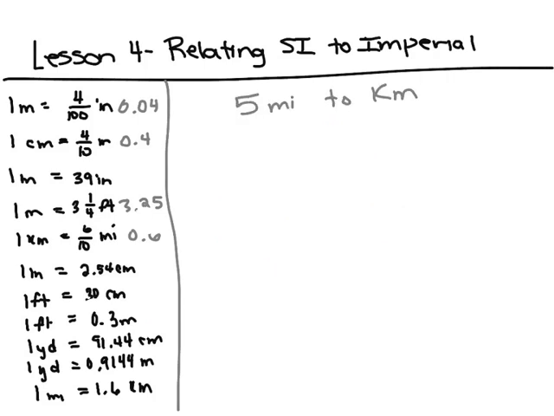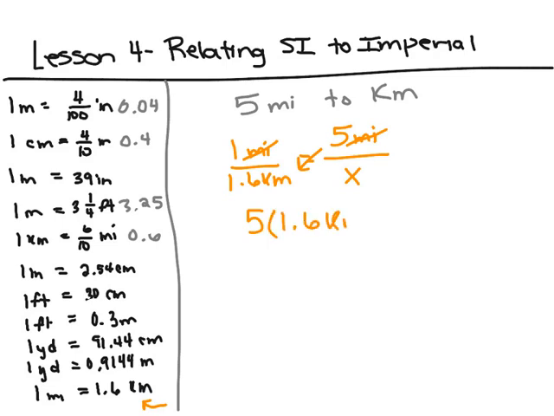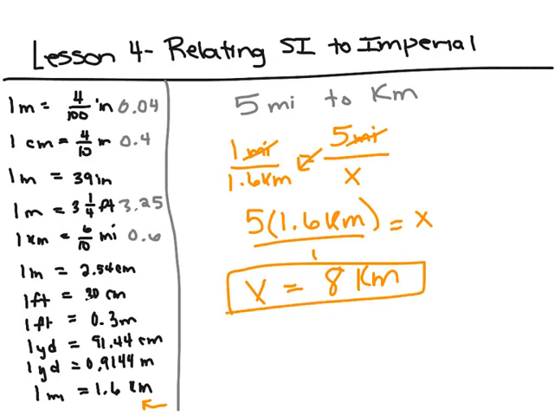Converting miles to kilometers, so 1 mile is 1.6 kilometers. We know we have 5 miles. We're looking for our kilometers. Multiply across. Our units will cancel each other out. So 5 times 1.6 kilometers divided by 1 equals X. So X is going to equal 8 kilometers. So 5 miles is 8 kilometers.